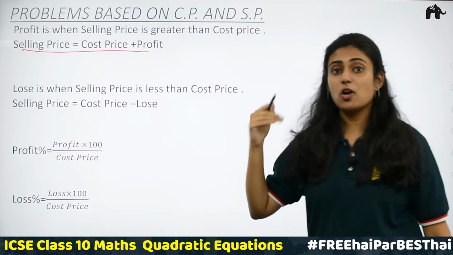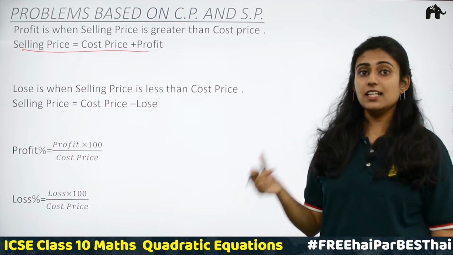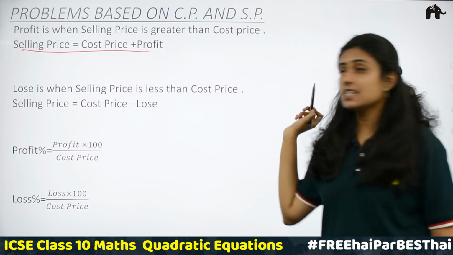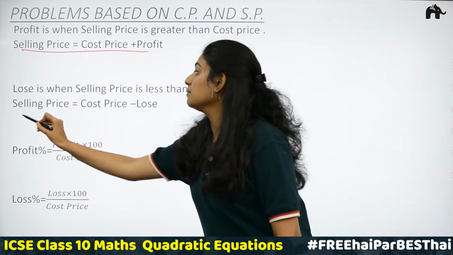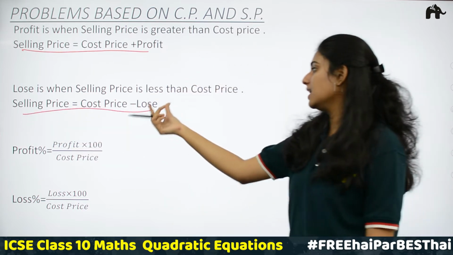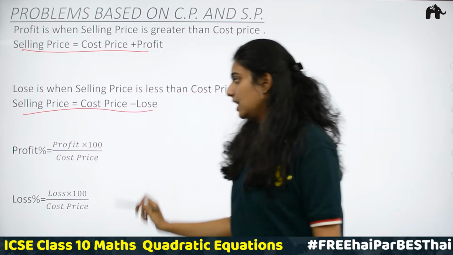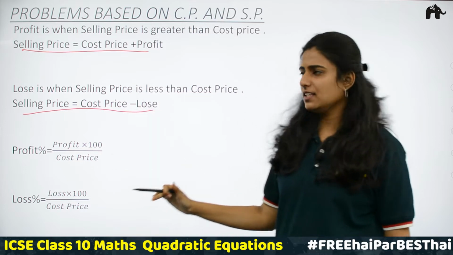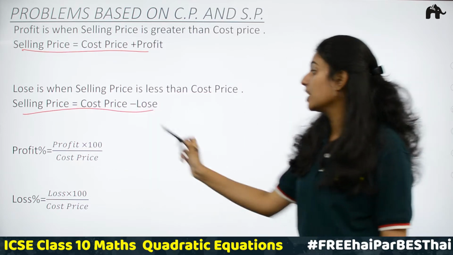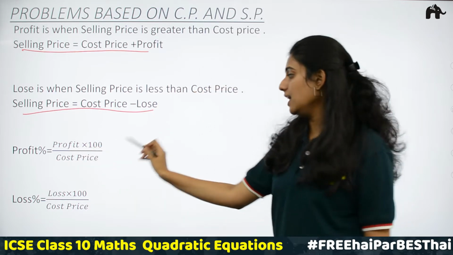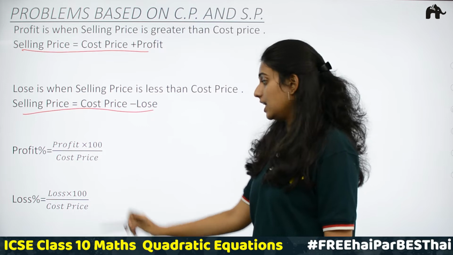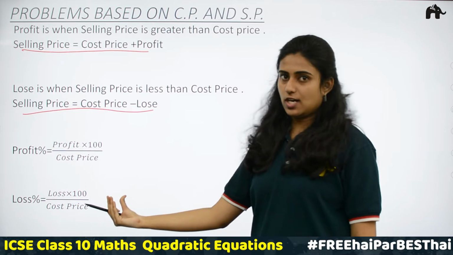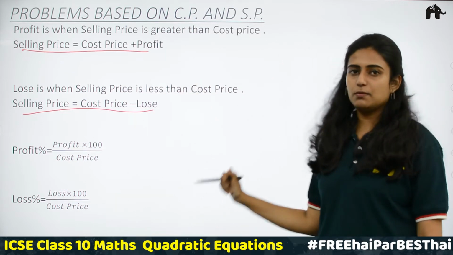If the product is sold at a price that is less than the cost price, in that case the person will have a loss. Loss is when selling price is less than cost price. In that case, selling price will be equal to cost price minus the loss. Now, to find profit percentage, we have a formula. Profit divided by cost price into 100. We are just revising these things we have discussed in detail in the chapter GST. And loss percentage will be equal to loss divided by cost price into 100. Remember these formulas. We will take examples and solve questions.